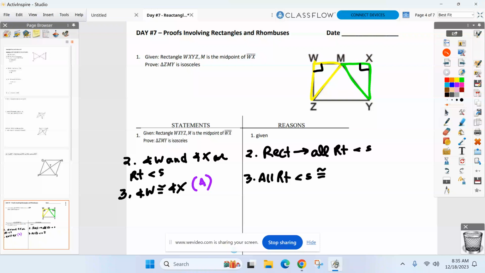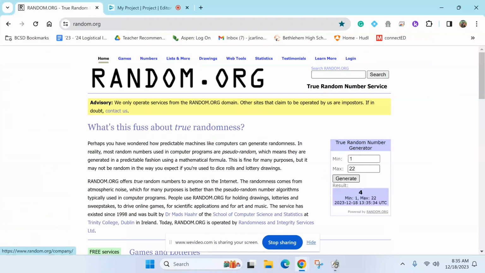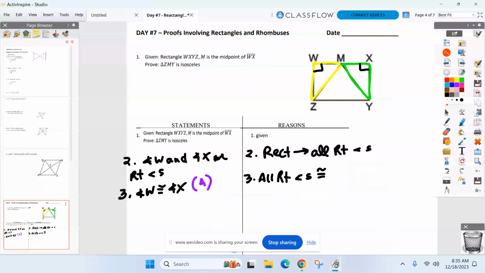All right, what else? You can still use rectangle properties. We still got that midpoint hanging out there. What else is true about my sides or angles? Tess? There you go, another rectangle property. It is still a parallelogram, right? So opposite sides congruent, perfect. WZ congruent to XY.